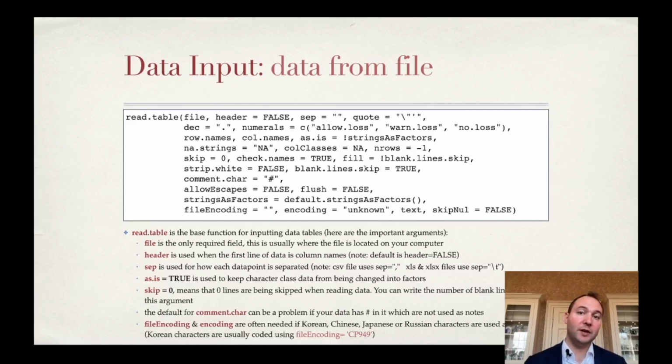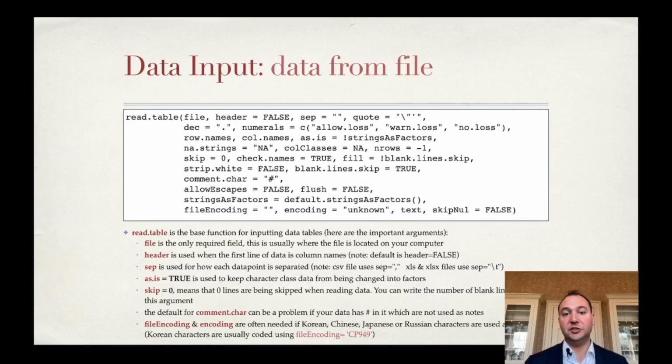Some of the most common arguments are header. Header false means that there is no header at the top. This just means there are no column names included in the file. If you want to change this, if there are column names in the file, simply change header equals true when you call the function.